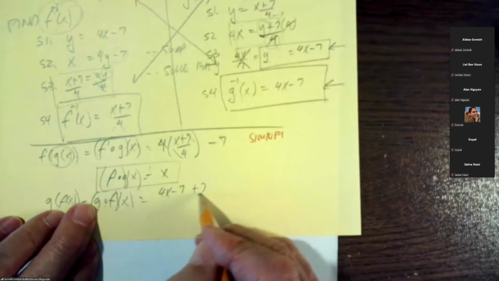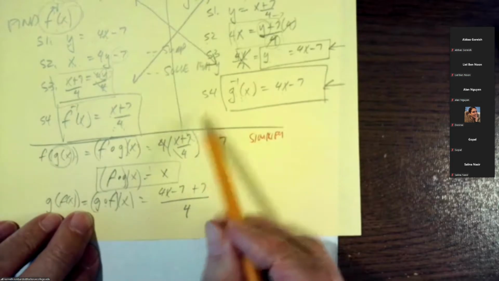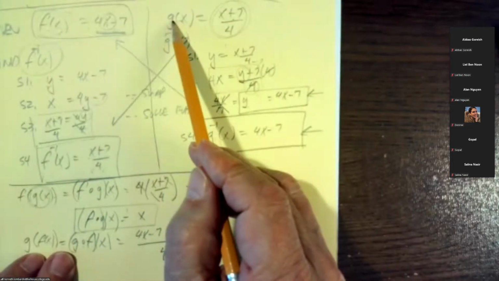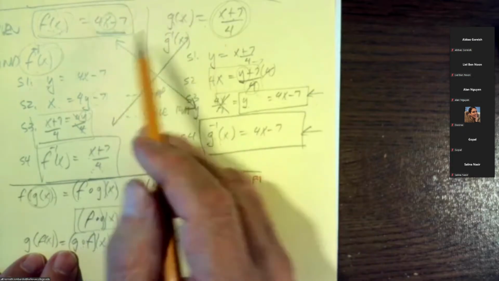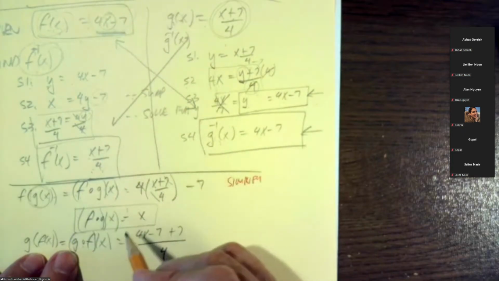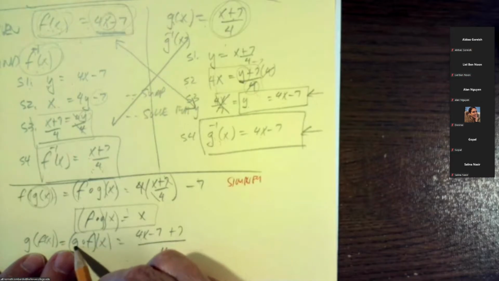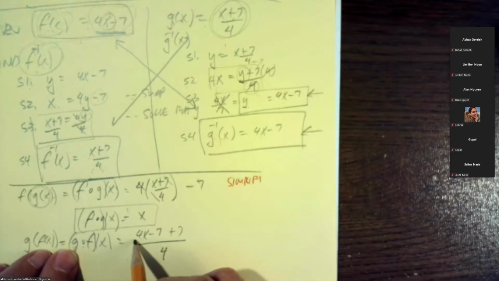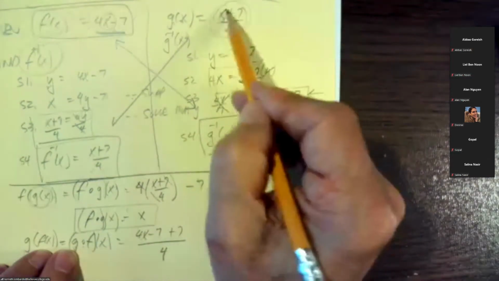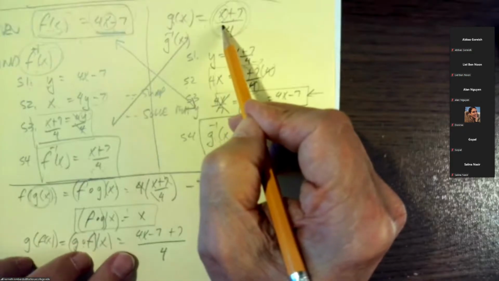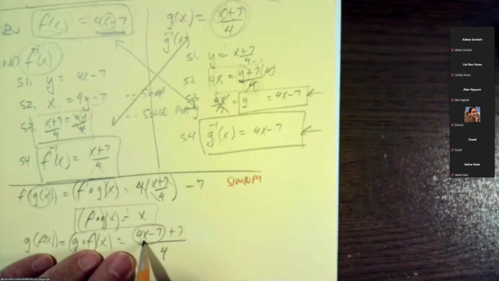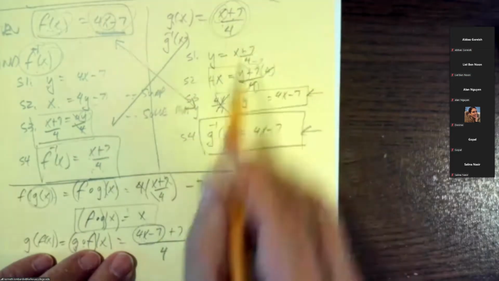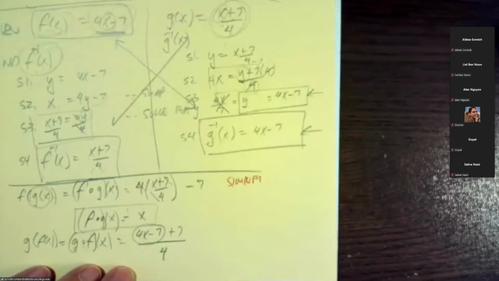And then plus 7 over 4. So that looks like g of f of x. So let's see here. Did I do that right? That doesn't look like it's right. G of f. So g is this. So I'll put 4x minus 7 over 4. No, just 4x minus 7. So there's f of x. That's good. And then we'll do a plus 7 over 4. That looks like that's correct.